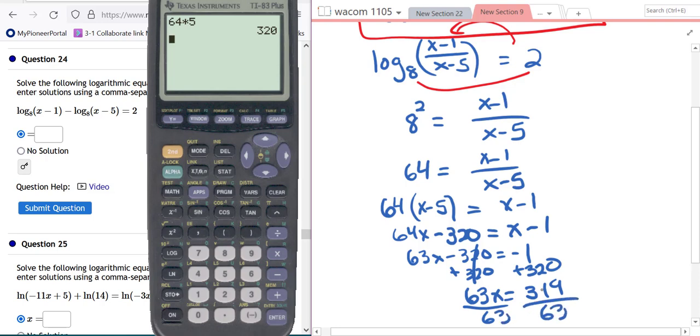All right, so not such nice numbers. Now we have to be able to check that. So we are going to get an approximation for it. 319 divided by 63. And this one is positive. So it is like 5.06.